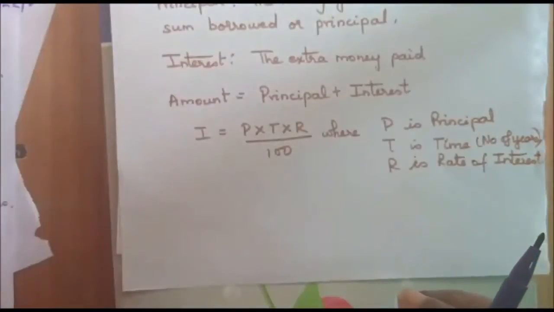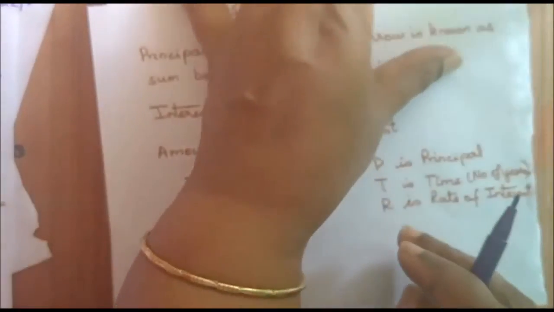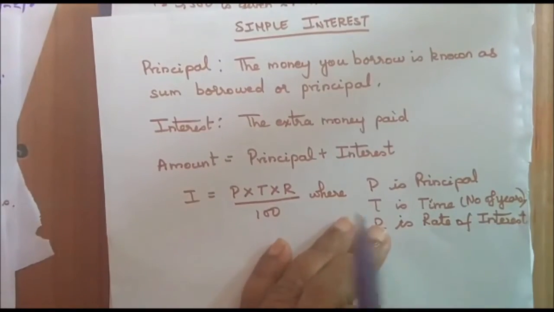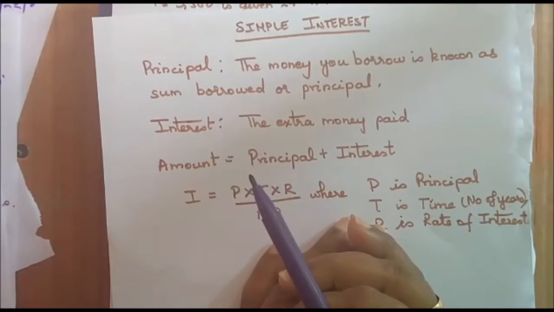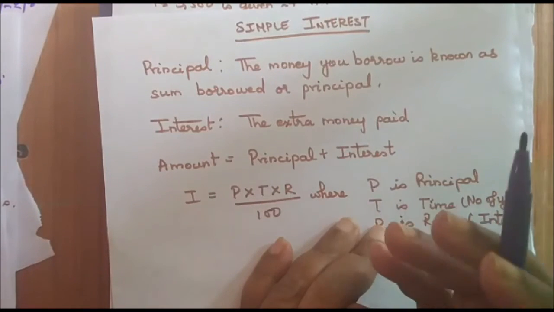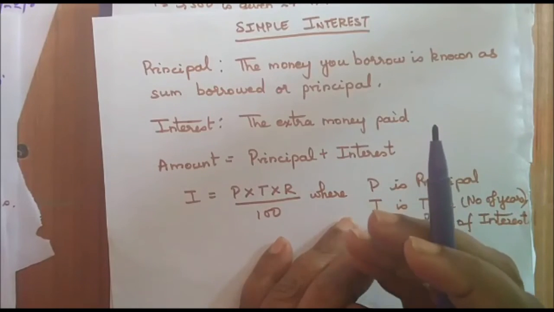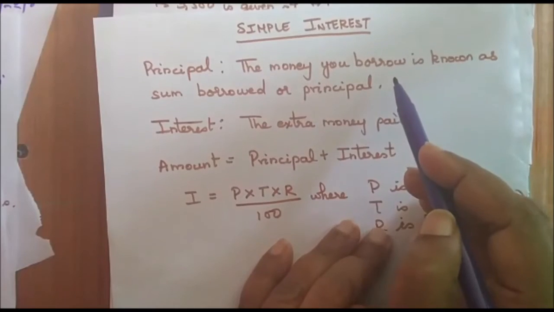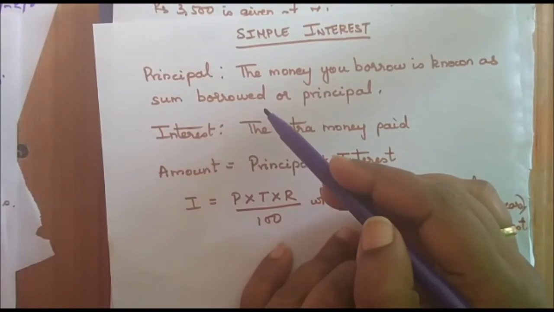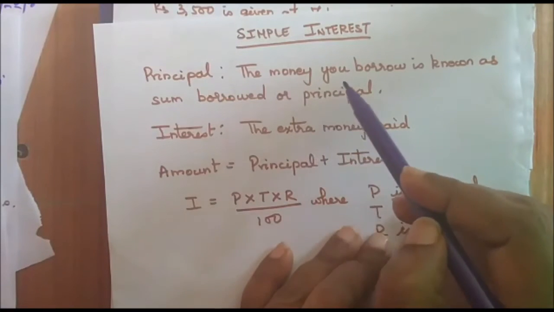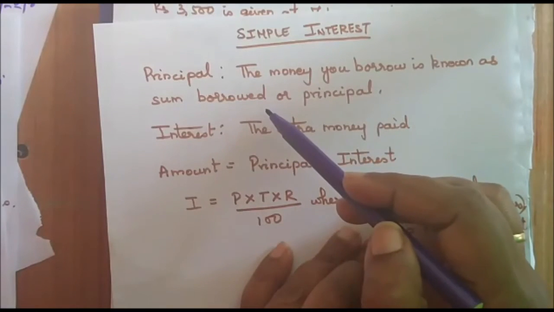Now we'll go to the last topic, that is simple interest. Now what do you mean by principal? Suppose you want to buy a car. You go to a bank and ask for a loan. The amount that you get from the bank is called the principal. The money you borrow is known as the sum borrowed or principal.